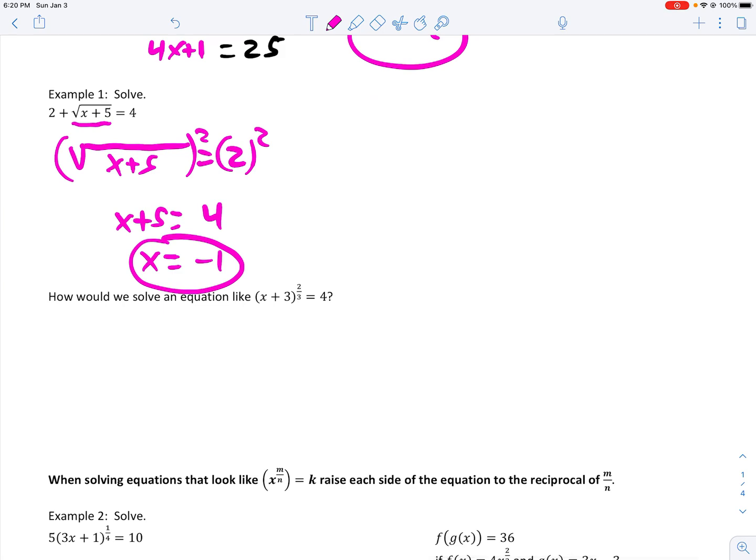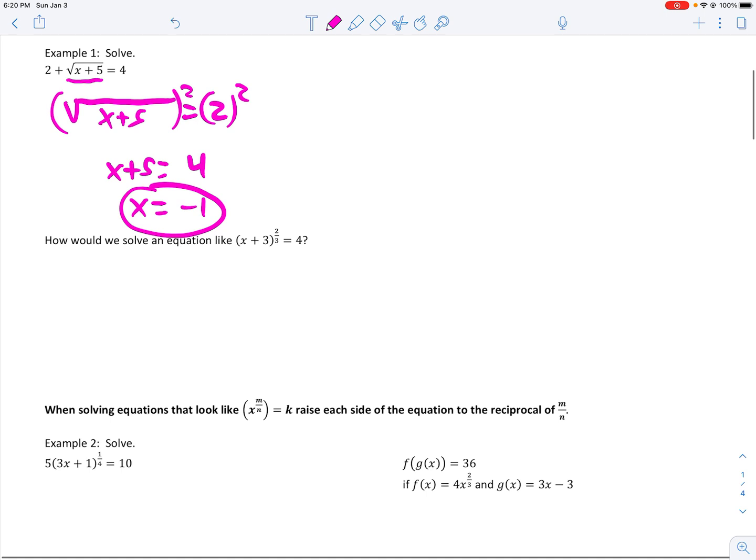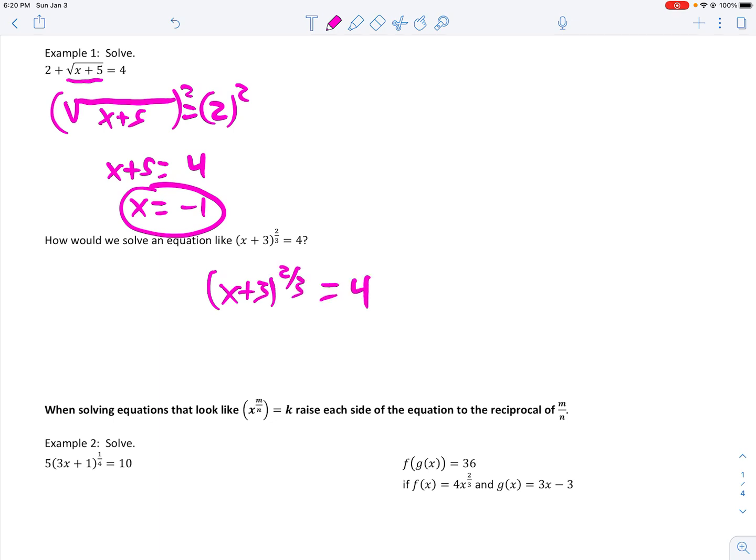Okay, well, what if you had something like the example here, x plus 3 to the 2/3 equals 4. If I could get rid of the 2/3, right, I would be in good shape. So how can I get rid of the 2/3? Well, if I can make that 2/3 a 1, then I'd be good. I wouldn't have to have anything. I would just have x plus 3. So how do I make 2/3 into 1?